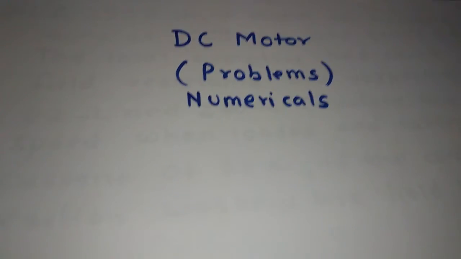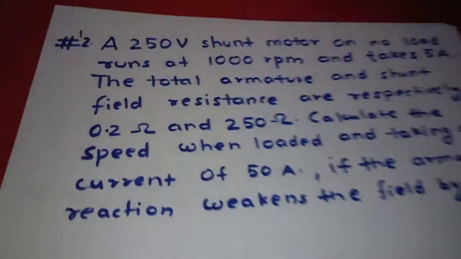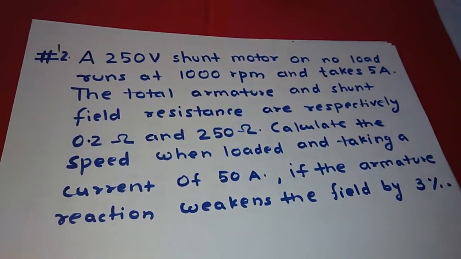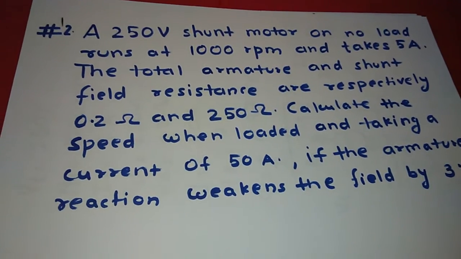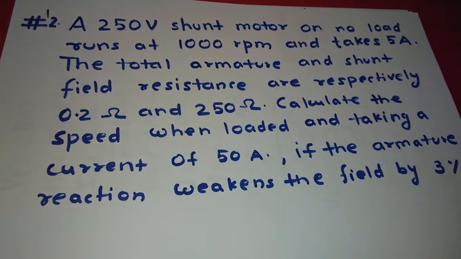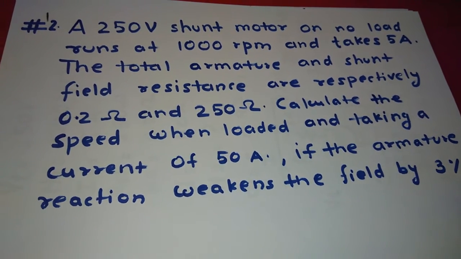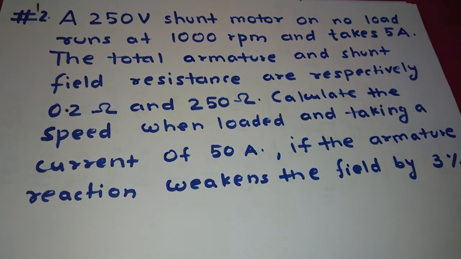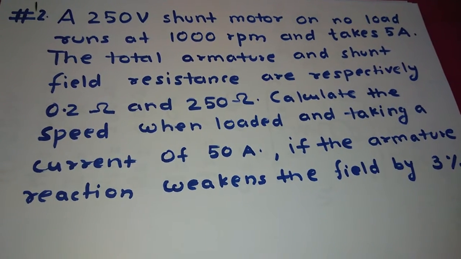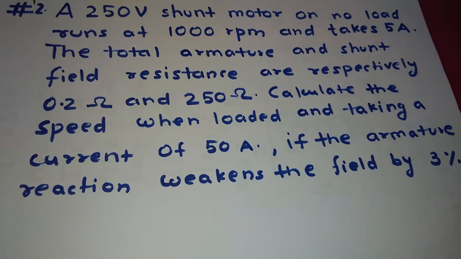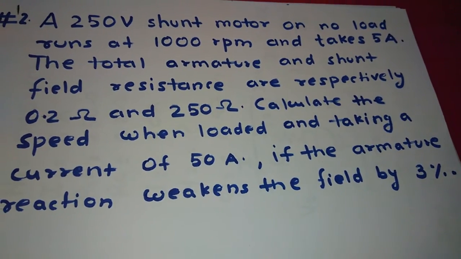We are discussing some problems of DC motor. This is the problem. A 250 volt DC shunt motor on no load runs at 1000 rpm and takes 5 ampere. The total armature and shunt resistance are respectively 0.2 ohm and 250 ohm. Calculate the speed when loaded and taking a current of 50 ampere if the armature reaction weakens the field by 3%.